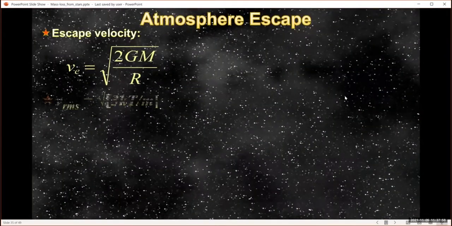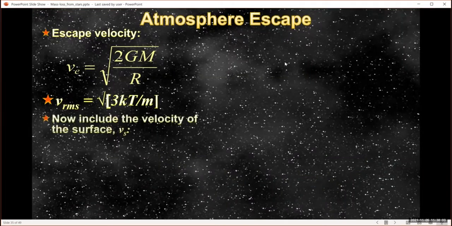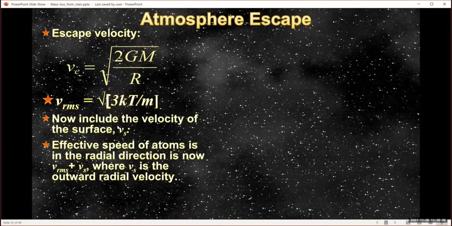So here's my escape velocity again, and here's the average velocity. Remember, this is the square root of 3kT over m. But now we're going to add in the velocity of the surface of the star. The surface of the star is moving outwards towards minimum light and inwards towards maximum light. And so what we get is now an effective speed where we can add together the RMS speed and the radial speed of the surface.